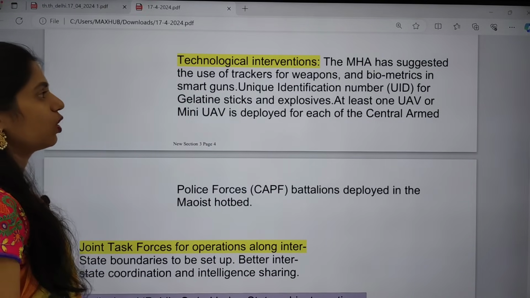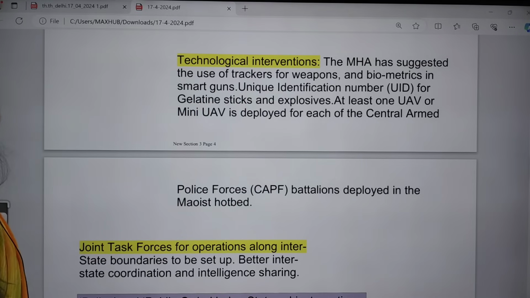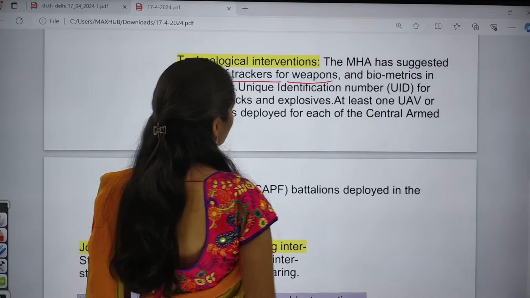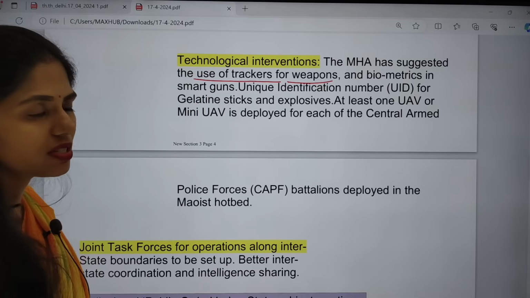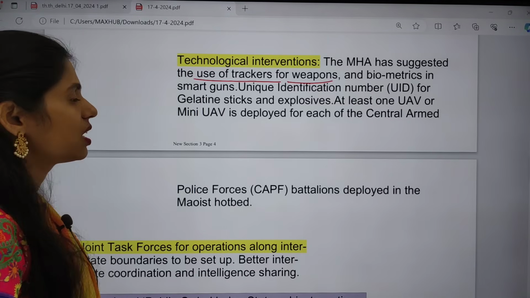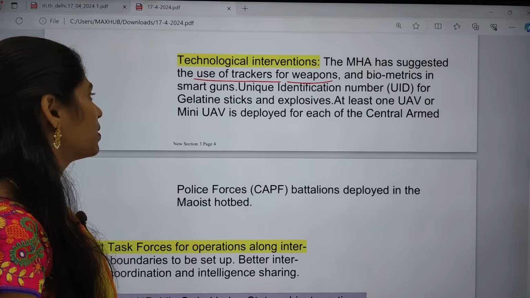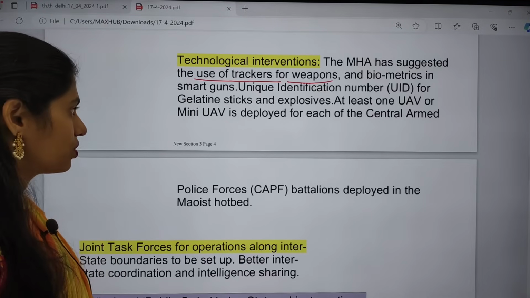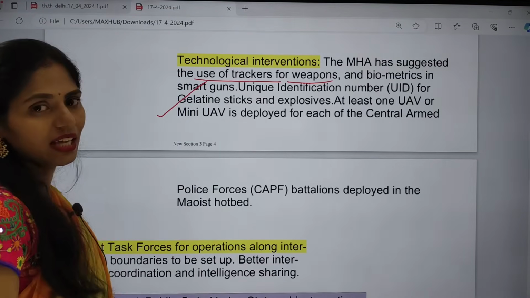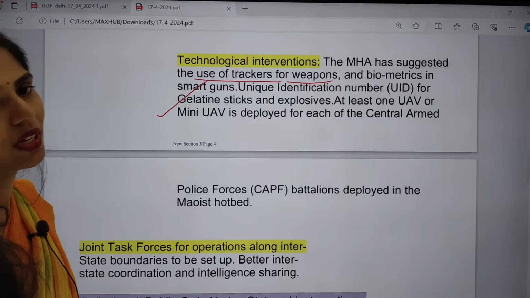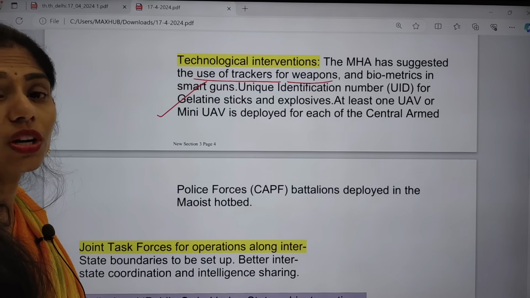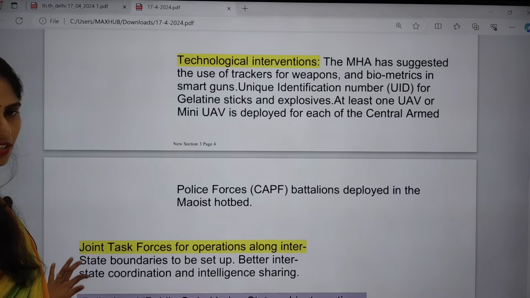Next one is technological interventions. Ministry of Home Affairs has suggested use of trackers for weapons, that means we have to track the weapons, and biometrics in smart guns, and a unique identification number for gelatin sticks and explosives. And they are also trying unmanned aerial vehicles, that is drones. They should be deployed for each of the Central Armed Forces battalions deployed in Maoist areas.